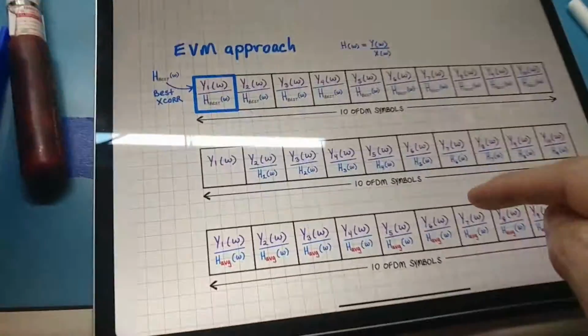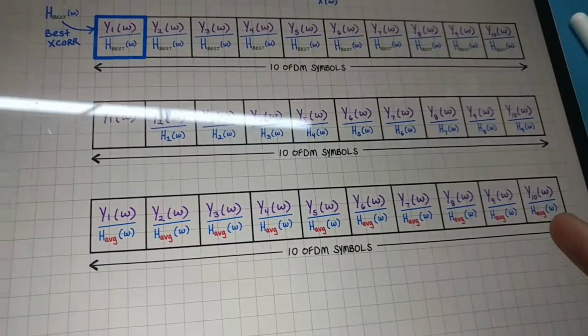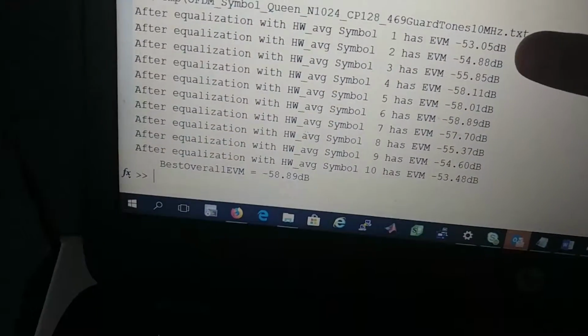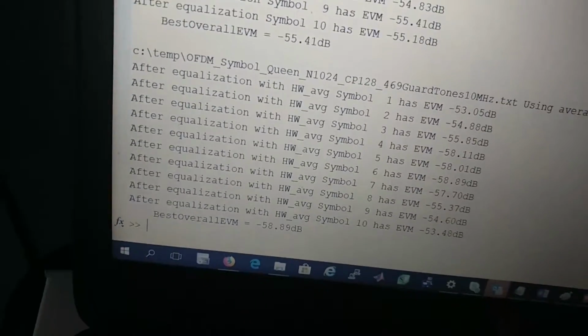And then the final EVM approach I took is I say, well, let's actually get the channel for every one of these and then average it. And then take that channel and apply it to every OFDM symbol. And when I do that, we actually get the best EVM values here. And I say, well, what was the best? And the best was negative 58.